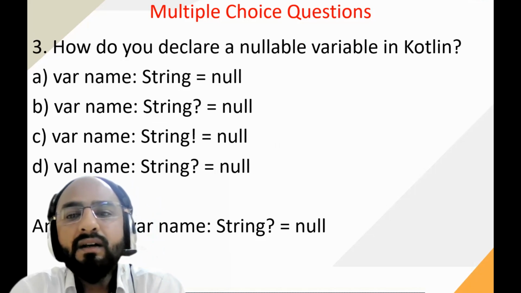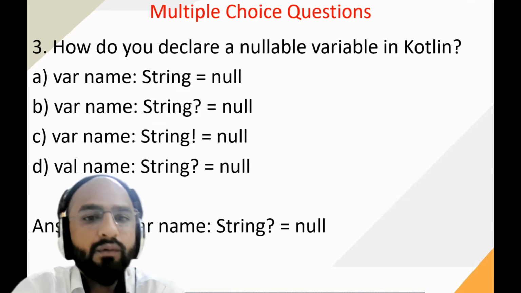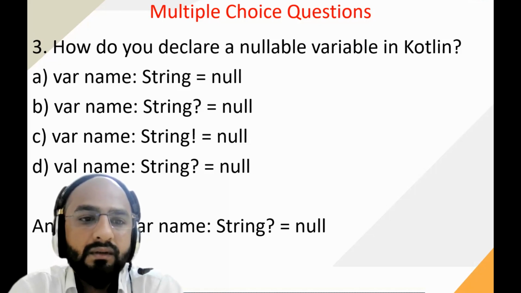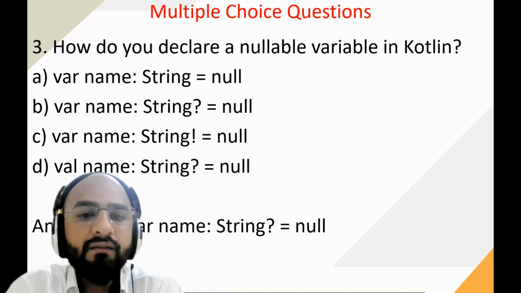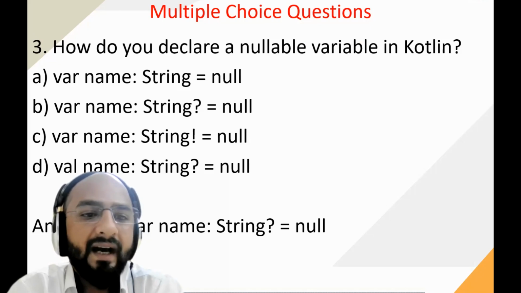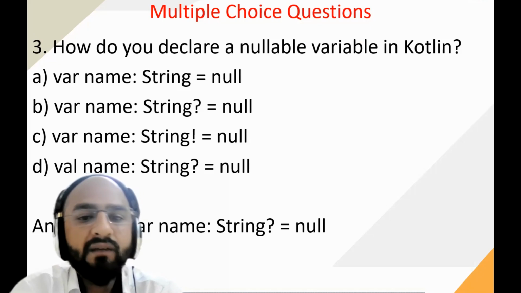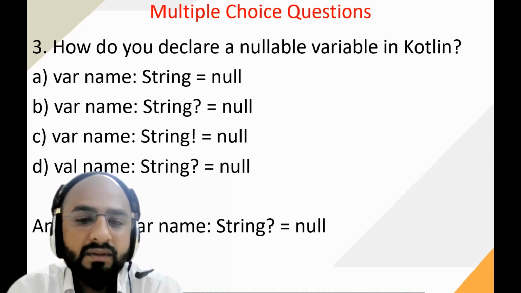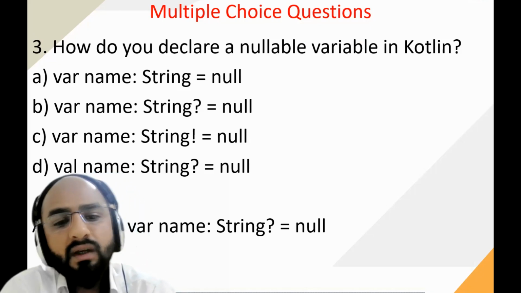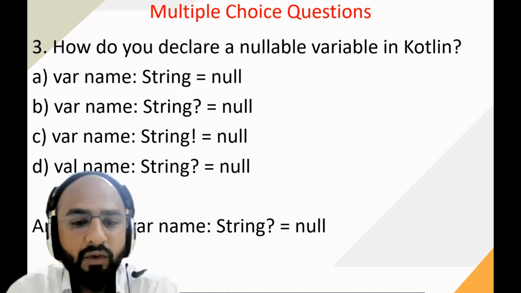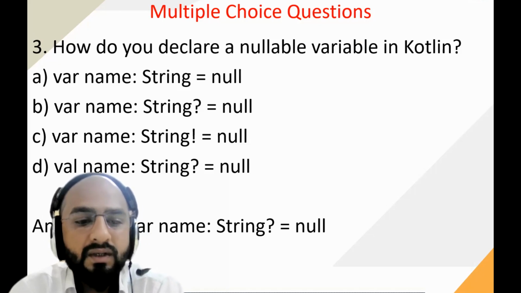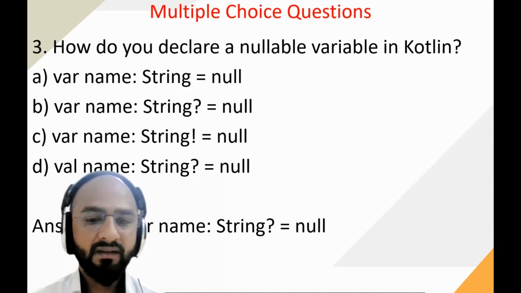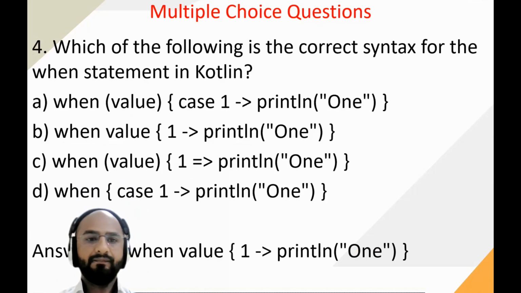How do you declare a nullable variable in Kotlin? If you want to create a nullable variable, how can you do it? A. var name colon String equal to null. B. var name colon String question mark equal to null. C. var name colon String exclamation mark equal to null. D. val name colon String question mark equal to null. So the right answer is B. You can create a nullable variable by using that question mark and the equal to sign.